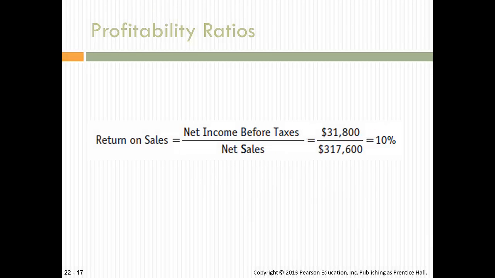Next, we have the return on sales ratio. It's calculated as net income before taxes divided by net sales. In this example, we arrive at 10%. This is another ratio that's best compared with other companies within the same industry. If the percentage is higher than other companies, it indicates the operating expenses are lower than other companies. If the percentage is lower, it means the opposite, and operating expenses are higher than other companies.